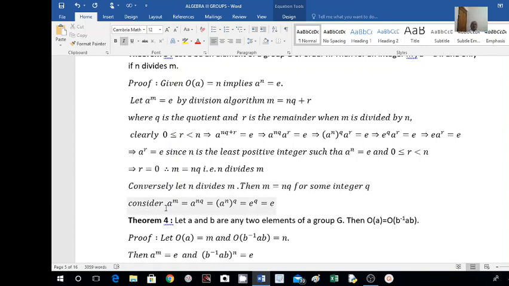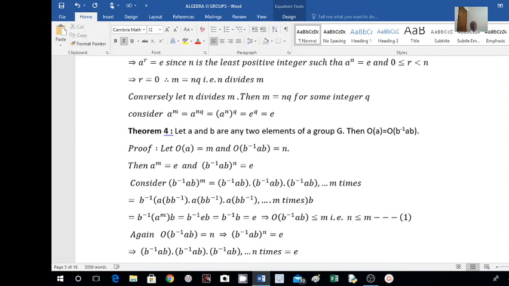Now I have to show that a raised to m equal to e. Therefore, I will consider a to the power of m. I have taken m as nq, so a to the power of nq can be written as a to the power of n whole to the power of q. But the order of a equal to n, therefore a raised to n equal to e. I am getting e to the power of q. And as e is the identity element, e to the power of q must be equal to e. So this is what we have proved here. If n divides m, then a to the power of m is equal to e. Okay. Next theorem.